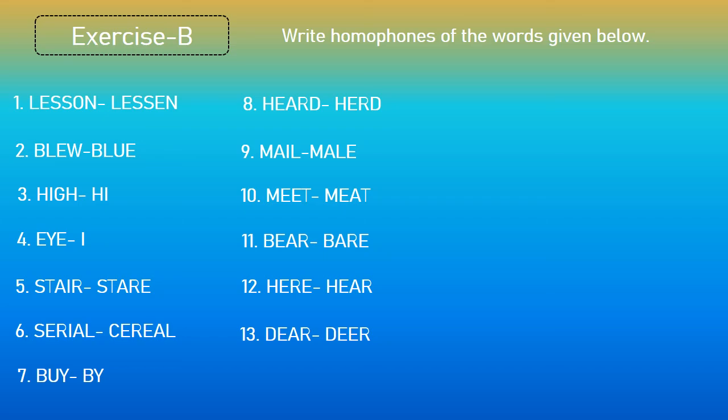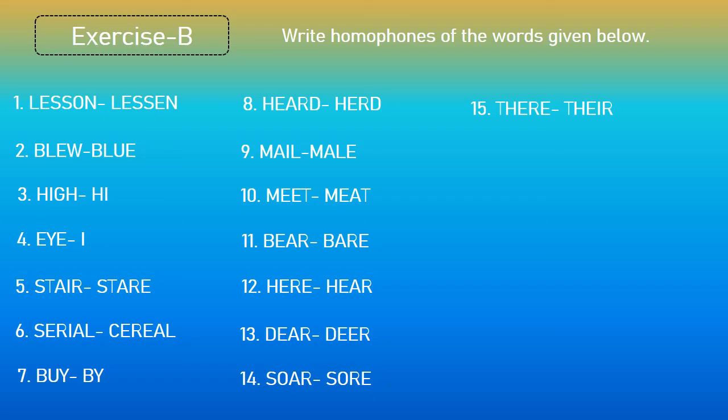Number 13, D-E-A-R. Its homophone is D-E-E-R. Deer. What is it? Yes, it is a large wild grass-eating animal. Number 14, S-O-A-R. Its homophone would be S-O-R-E. It is like a part of the body which is very painful. S-O-R-E, sore.